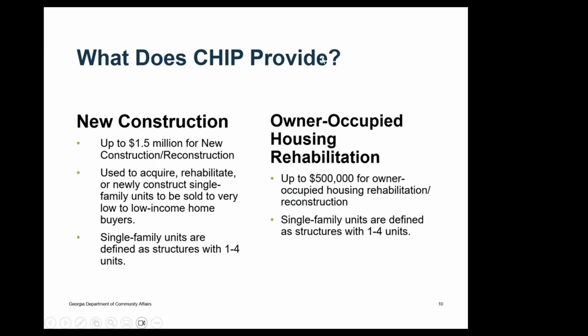So what does CHIP provide? We talked about this earlier, that we provide new construction and owner-occupied housing rehab, but let's talk about it a little bit more in depth. So with new construction, we award up to 1.5 million. And last year was the first year we increased the award to 1.5 million. We had increased it to 600,000. So as you can tell, we almost doubled the award because we are very focused on making sure that we provide more affordable housing across the state.